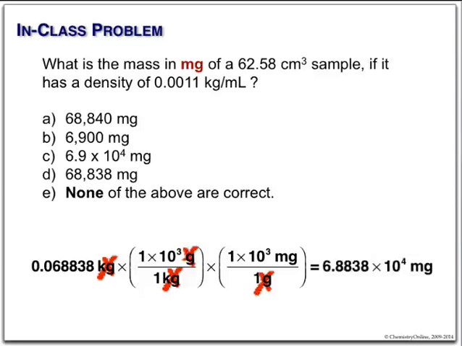Now we look at these and we try to pick out our correct answer. This is the same as this, obviously, but the real problem is that our problem here is stated with only two significant figures. Because we only have two significant figures, we have to round this to two significant figures, and that is the proper answer.